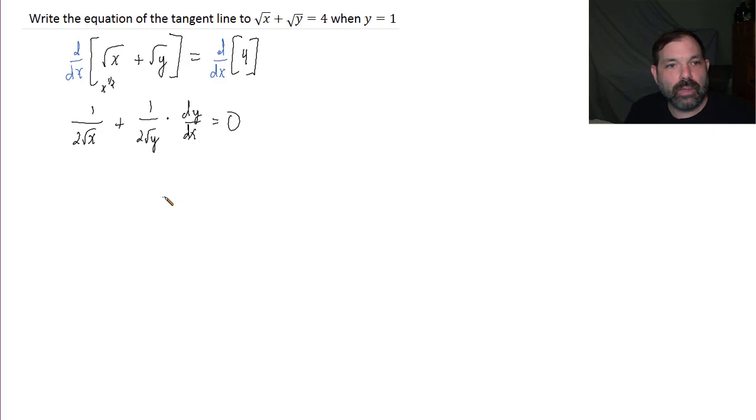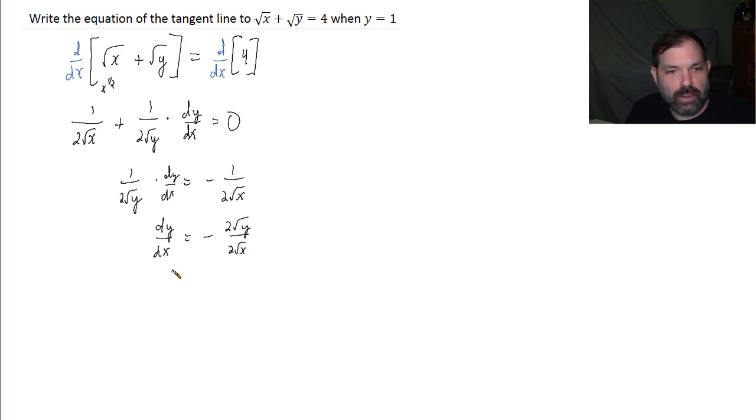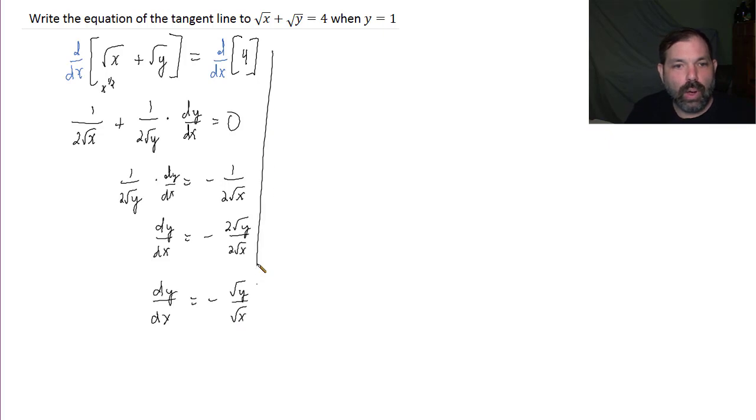Again, using a little bit of algebra here, I'd have 1 over 2 root y dy dx is equal to negative 1 over 2 root x. And then I'll multiply both sides by 2 root y. So then dy dx is negative 2 root y over 2 root x. And we can simplify that. Dy dx is negative root y over root x.